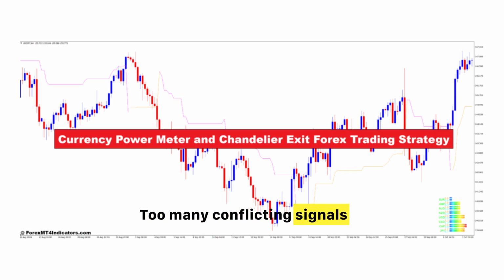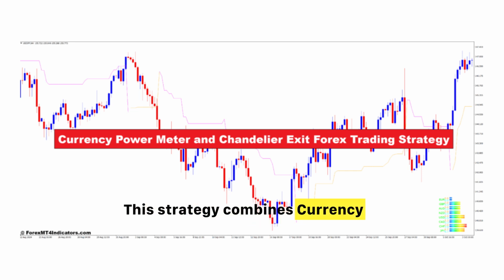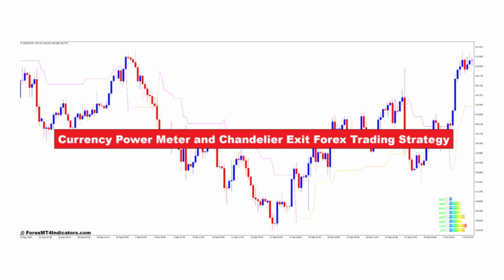Too many conflicting signals out there. What if you could see which currencies are real winners and ride them with a built-in exit tool? This strategy combines currency power meter plus Chandelier Exit to simplify trading.